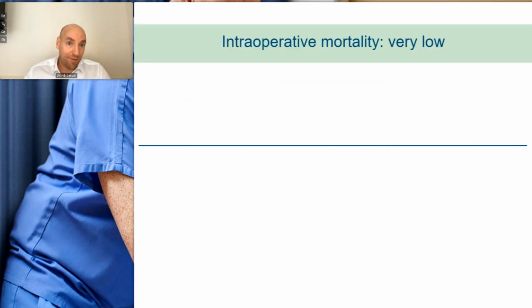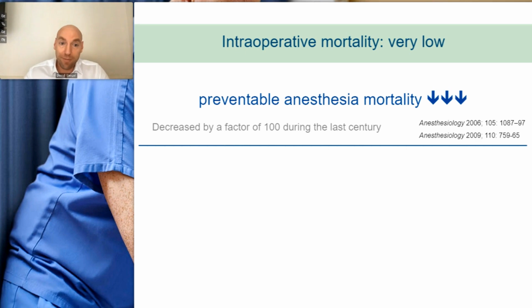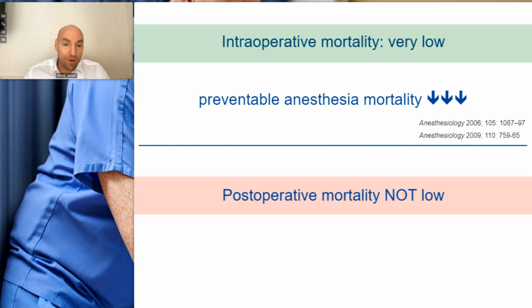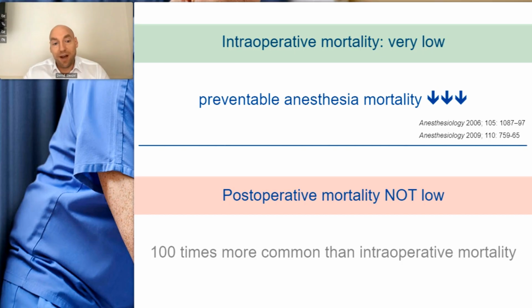And I will put a few numbers around this. If we think about intraoperative mortality, this is mortality in the operating room. Today this is very, very low. In fact, it is so low that it is hard to measure in clinical studies, and it decreased by a factor of about 100 during the last century. In contrast, postoperative mortality is not low. It's about 100 times more common than intraoperative mortality.